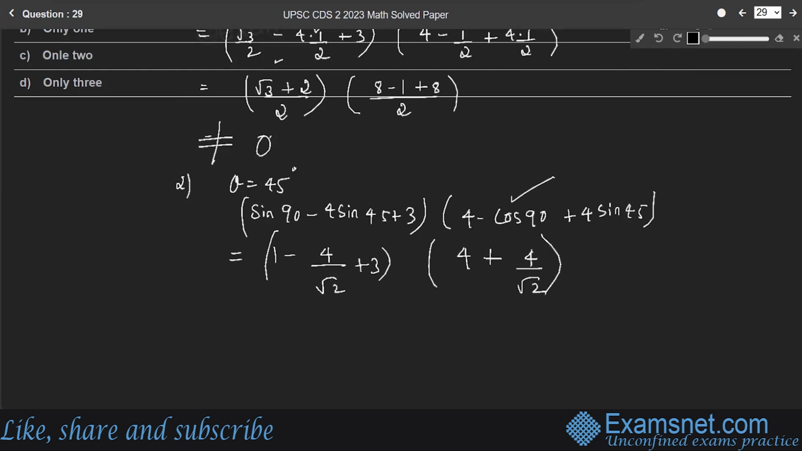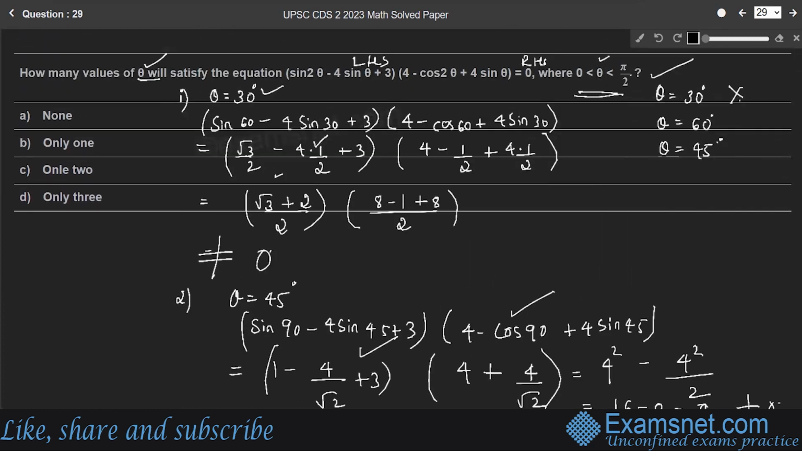So here we have 4 plus 4 by root 2 and 4 minus 4 by root 2, which is in the form of (a plus b) into (a minus b), which is a square minus b square. So 4 square minus (4 by root 2) the whole square, which is 2. Therefore, we have 16 minus 16 by 2, which is 8. So 8 as the answer, which is not equal to 0. Therefore, the equation will not get satisfied for theta as 45 degrees.